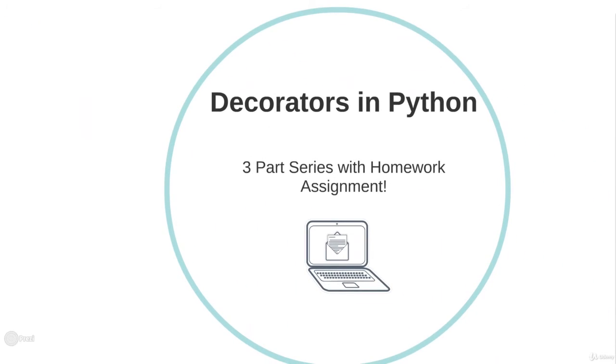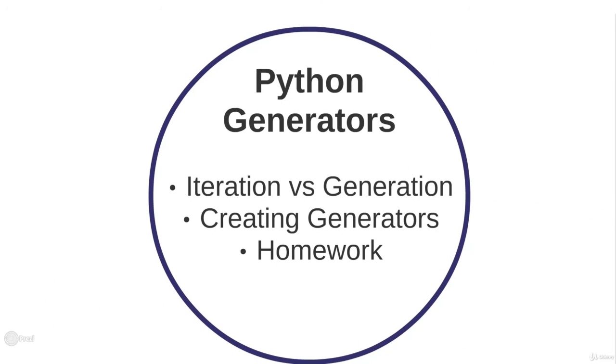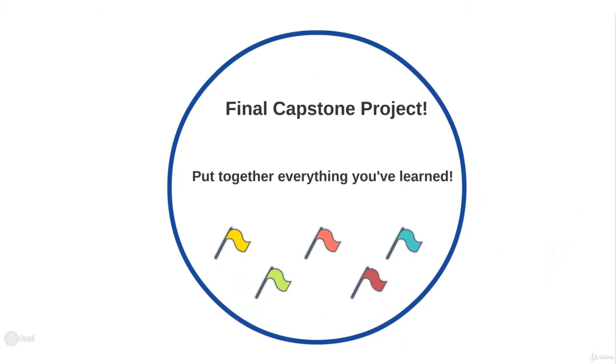Next, we'll learn about decorators in Python, a 3-part series ending with a homework assignment. Afterwards, we'll learn about Python generators, including iteration versus generation discussions, how to create generators, and a homework assignment, again, to test your knowledge about Python generators. After that, we'll put together everything you've learned in a final Capstone project.